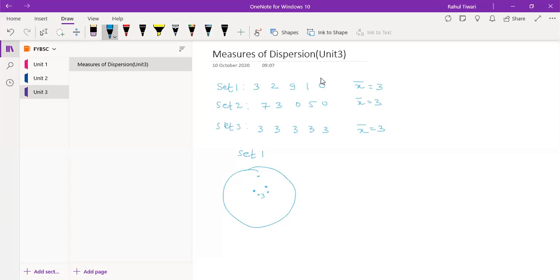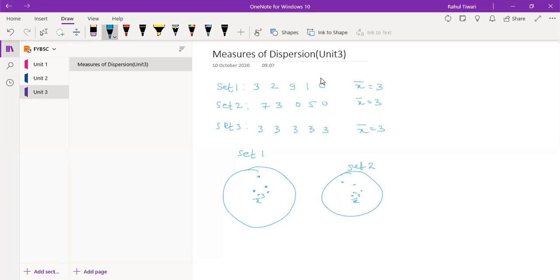Okay. Similarly, if I look at the next set B, I will say some point, let's say the mean will be here, and some value will be here, some value will be here, some will be 3, 2, 0, like that. Are you getting my point? So again, you can see that set 2 is also a little bit away from the mean. This is my x bar.